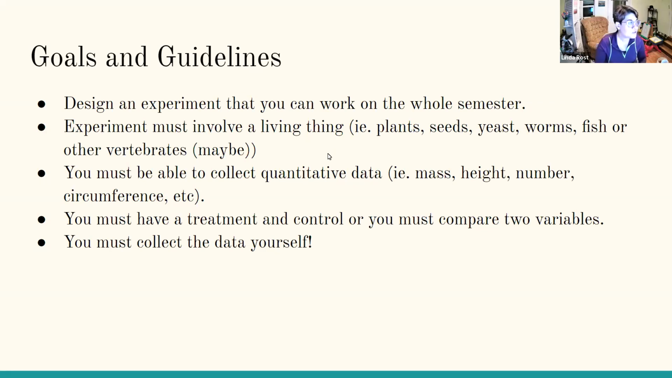So you do need to do an experiment on something involving a living thing, since this is biology. Some examples would be plants, seeds, yeast, worms, fish, or other invertebrates. And you have to be able to collect quantitative data, meaning you need to have numbers of some sort. So you can do mass of something, the height, the number, or the circumference, or some other parameter, but you have to be able to collect numbers. You also have to have a treatment and a control to compare together, or have two variables that you compare together. And you also need to collect the data yourself.